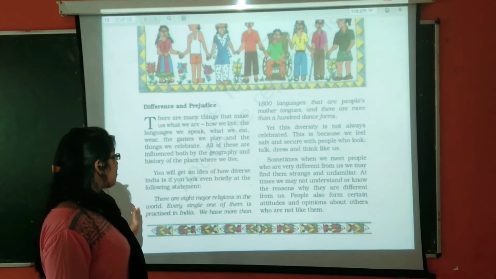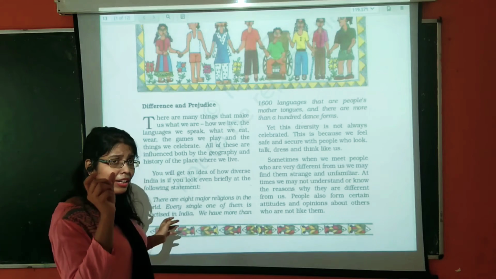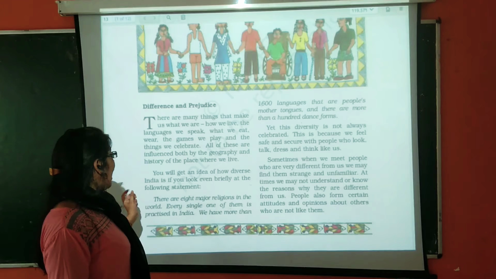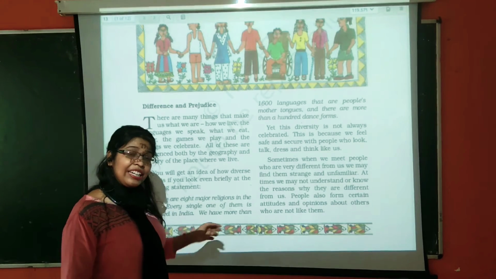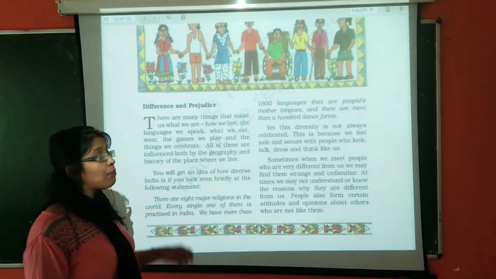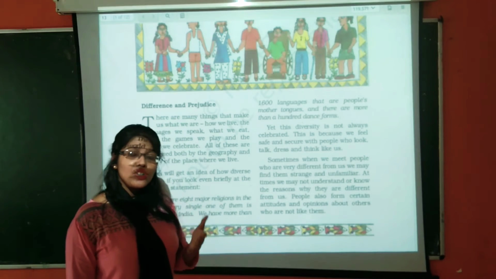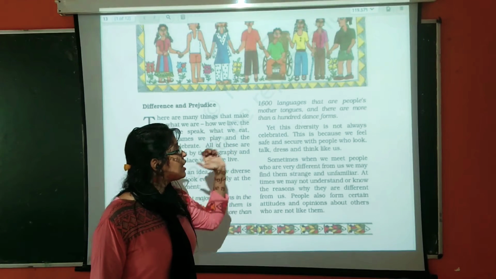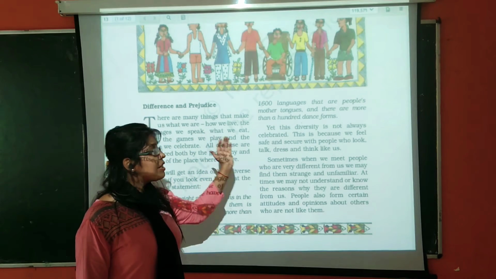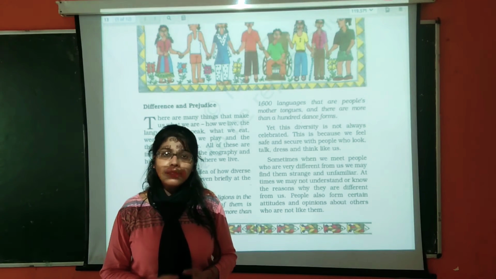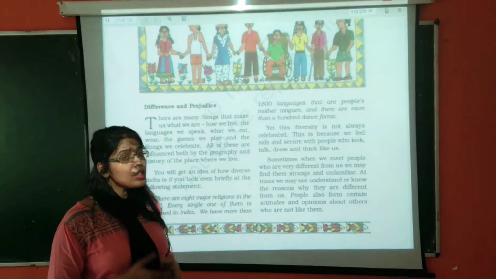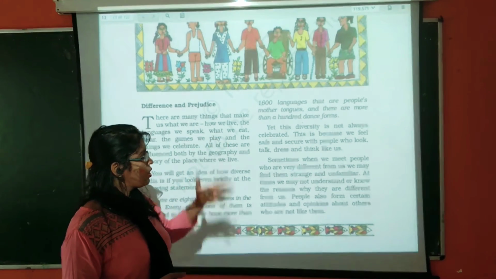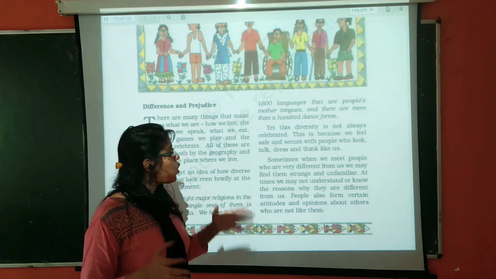Now, there are 8 major religions in the world. Underline this. There are 8 major religions in this world, and every single one of them is practiced in India. We have more than 1600 languages that are people's mother tongue, and there are more than 100 dance forms. So how many religions are there? 8. How many languages? More than 1600. And how many dance forms? More than 100. Yet this diversity is not always celebrated.